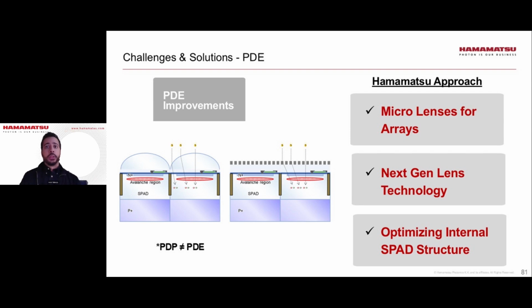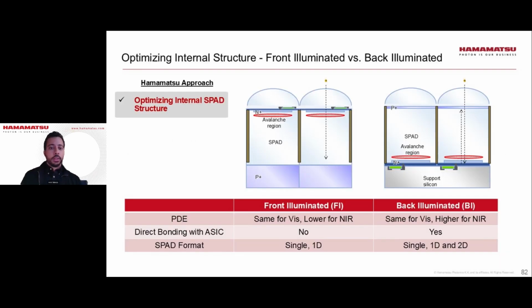So to combat that, we're also working on next generation lens technologies that use advanced lithography techniques in order to deposit this next generation lens technology on top of the SPAD, which is much better suited for scaling up for high density arrays and very precisely, as well as increasing efficiency in terms of light collection. And then additionally is optimizing the internal structure of the SPAD.